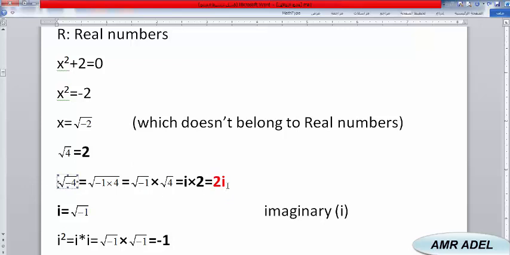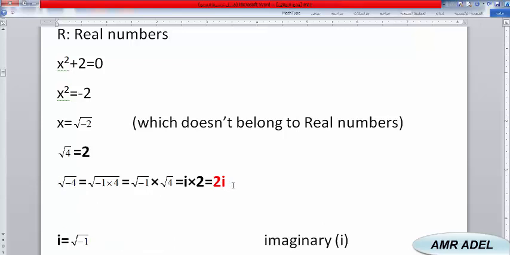So if you have the square root of any negative number, directly remove the negative sign, then put I outside. Okay, and for example here, if you have, for example, the square root of what?